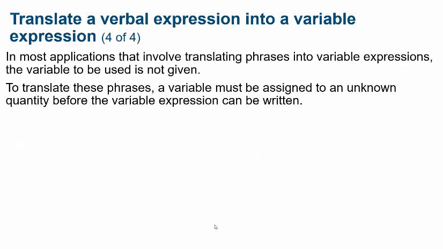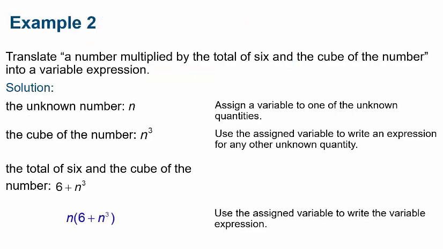All right. So in most applications that involve translating phrases into variable expressions, the variable to be used generally isn't given. So to translate these phrases, a variable must be assigned to the unknown quantity before the variable expression can be written. So sometimes it'll just say something like quantity x, quantity squared, where they didn't say the variable. You have to assign the variable for that quantity.